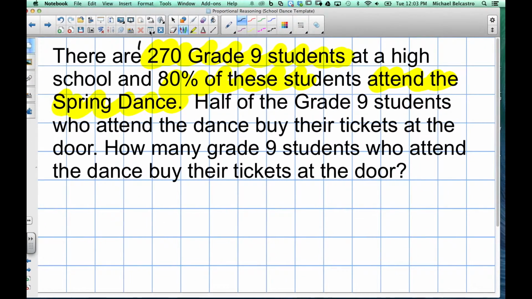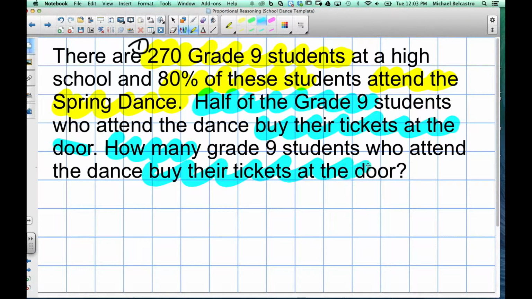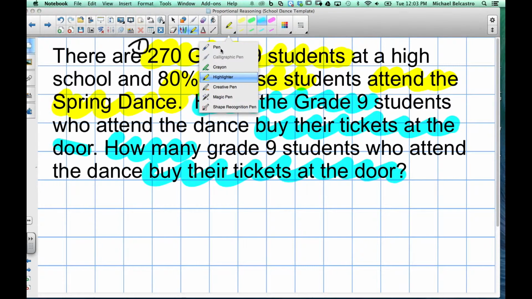Circle that. And our part 2 says half of the grade 9 students who attend the dance buy their tickets at the door. So buy tickets at the door. How many grade 9 students who attend the dance buy tickets at the door? So how many buy tickets at the door? And there's our part 2 of this question.